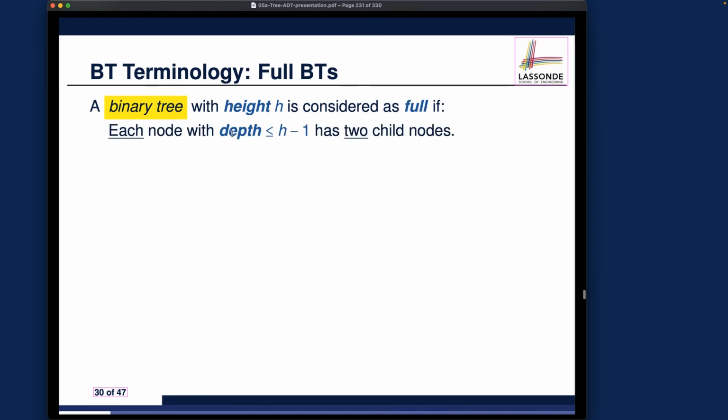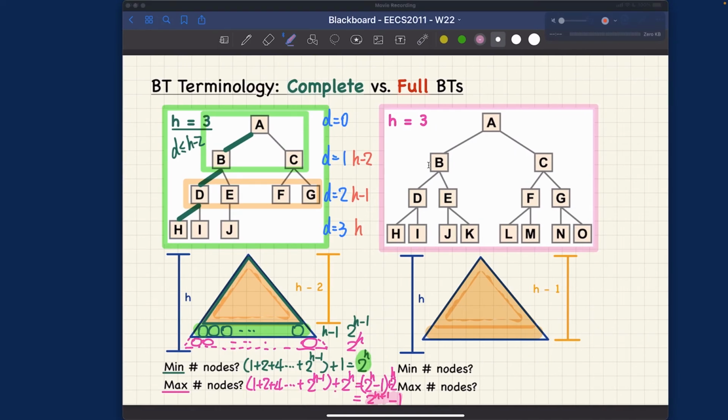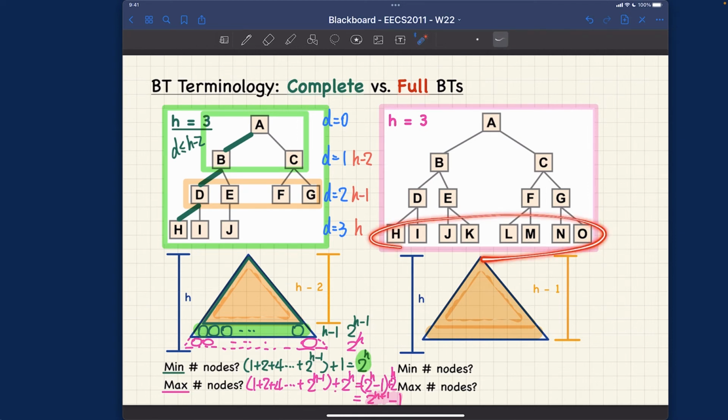Each node with depth h minus 1, basically the second last level, has 2 child nodes, really the maximum criterion that we spoke about. Let's see an example right away. And I think if you already understood the complete binary tree, the full binary tree is basically just a special case where at the bottom level, of course, it is still filling from left to right, but you get just the maximum number of nodes at the bottom level as well.